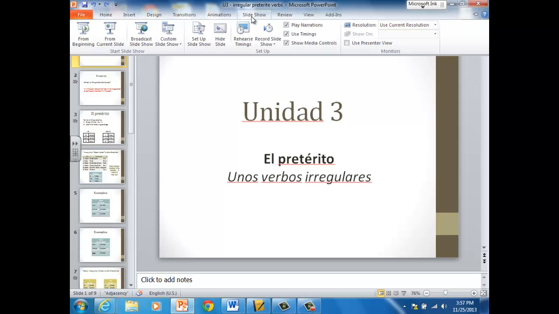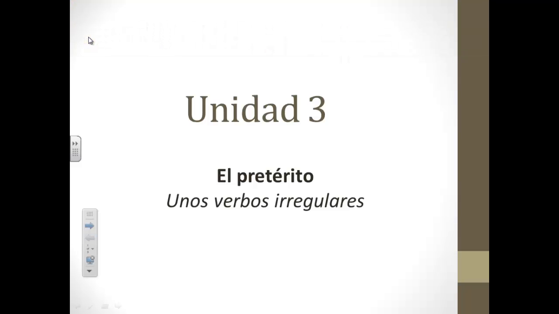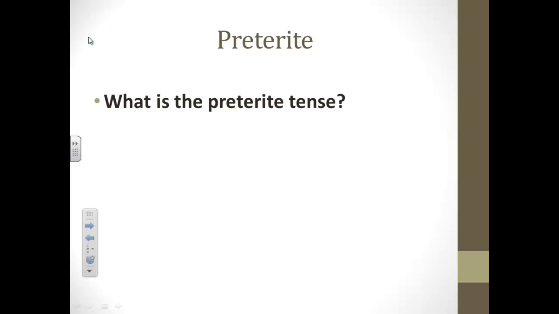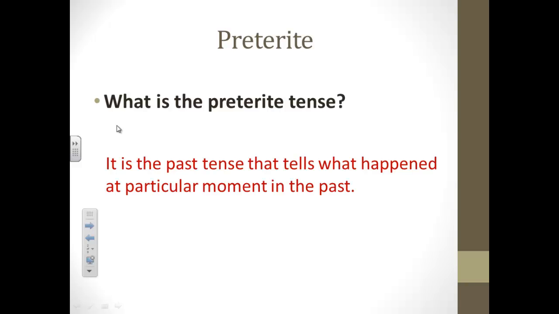Okay, so today we're going to talk a little bit more about the preterite and in fact some irregular verbs in the preterite. Okay, before we begin, we have to ask, what is the preterite tense? Remember, the preterite tense is the past tense that explains what we did. So for example, I went to the store, I bought an apple, and I drove to my house. Those are all three excellent examples of the preterite. Something that's done and over with in the past.